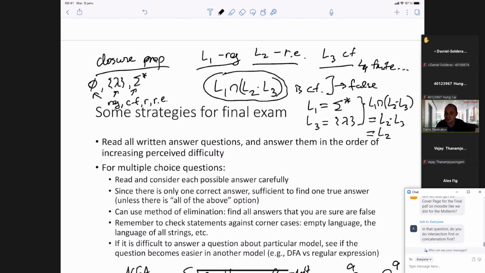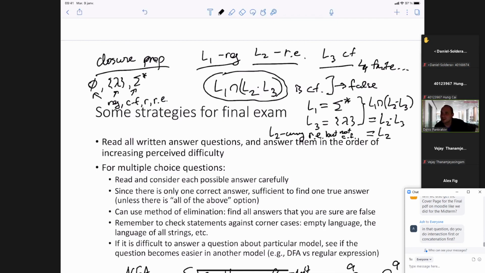So if L2 is any recursively enumerable language that's not context-free, then L1 intersection L2 composition L3 is not context-free with this choice of L1 and L3. So L2 is any recursively enumerable, but not context-free language. These corner cases are extremely helpful. Once you get familiar with using them, you can answer these questions very quickly by providing these counterexamples.